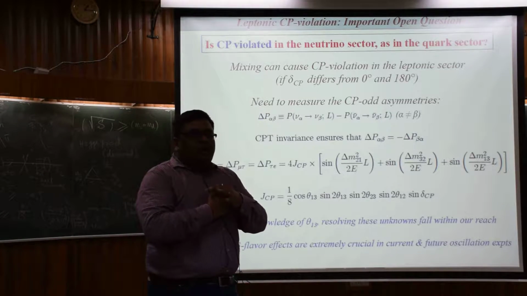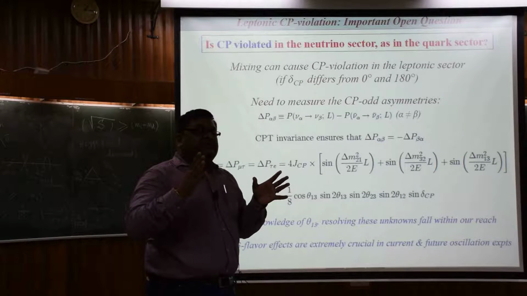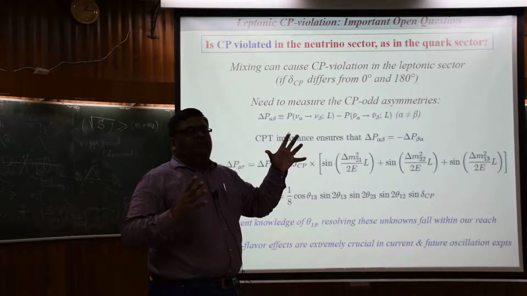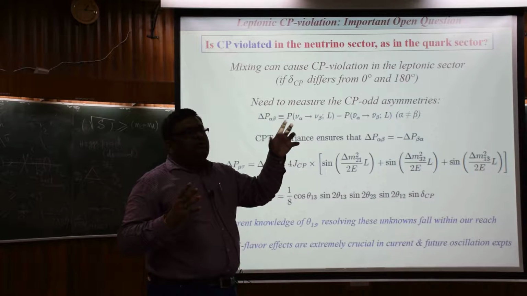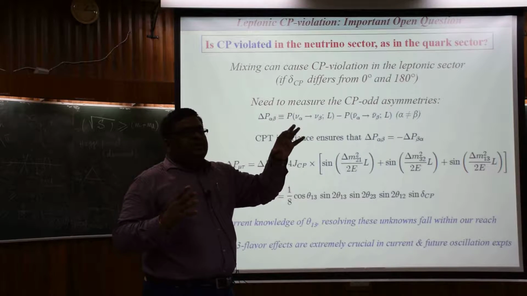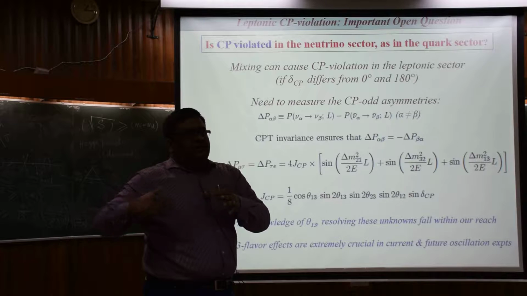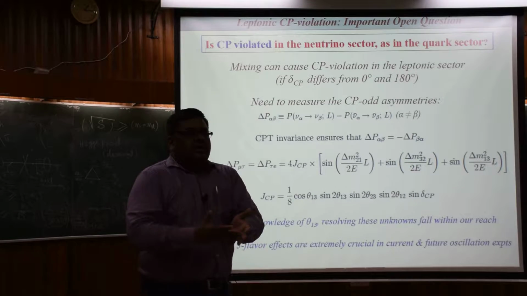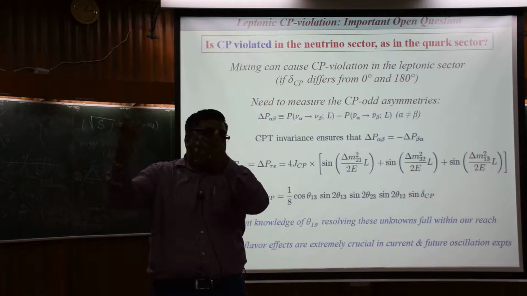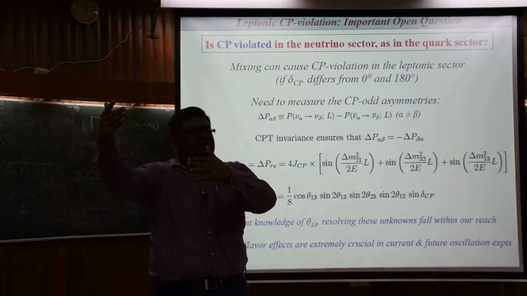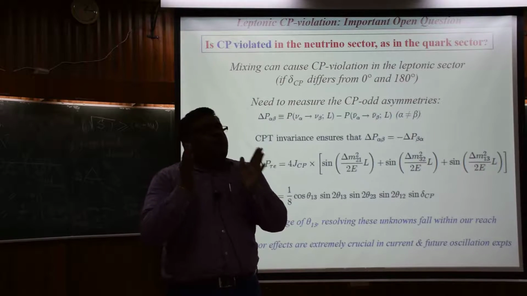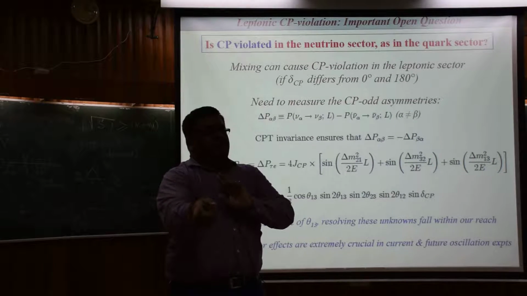No. Because we are obstructed by the nature of the flux. Because in the sun you have only nu e, so you will measure nu e going to nu e. It's a survival, so no CP comes into that picture. In atmospheric you have nu mu, you also measure disappearance of nu mu. Nu mu going to nu mu. There is no CP phase there. So you have to depend on some appearance experiment.